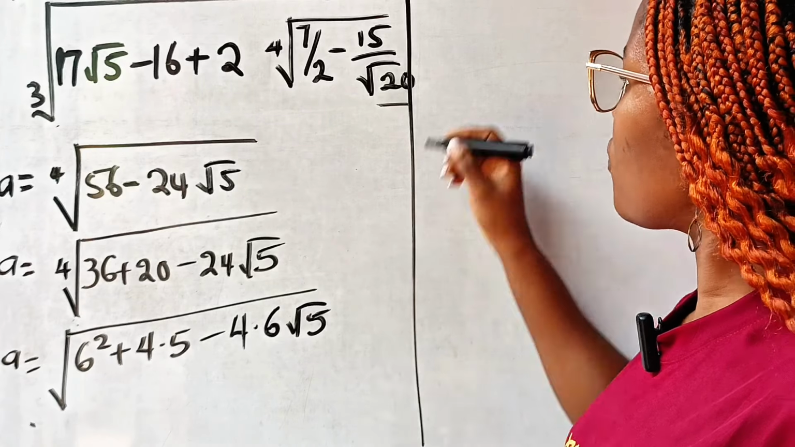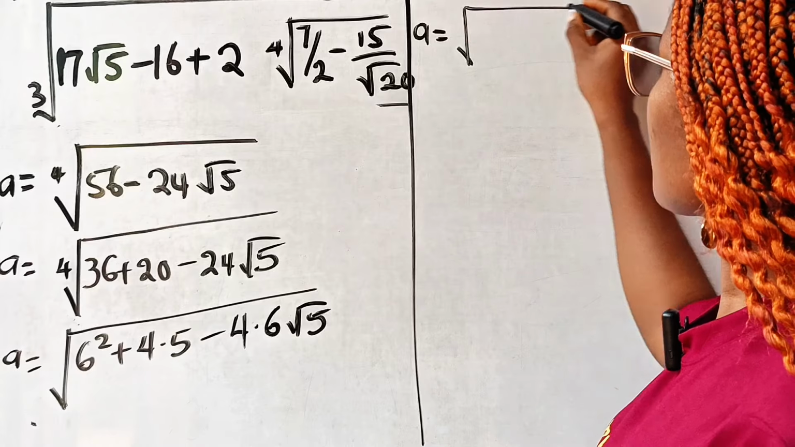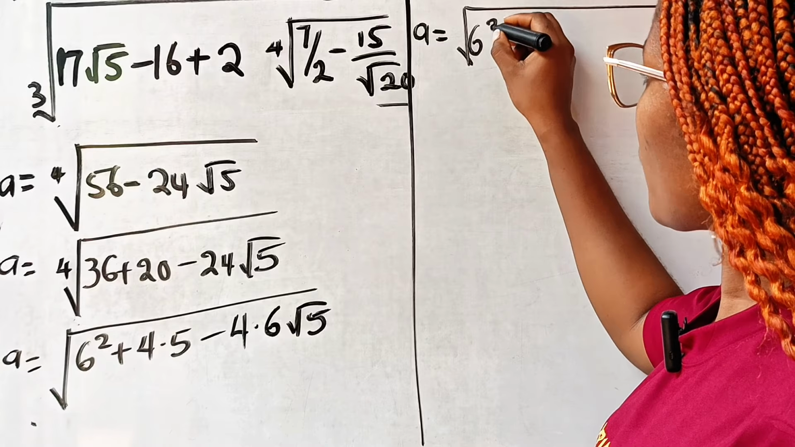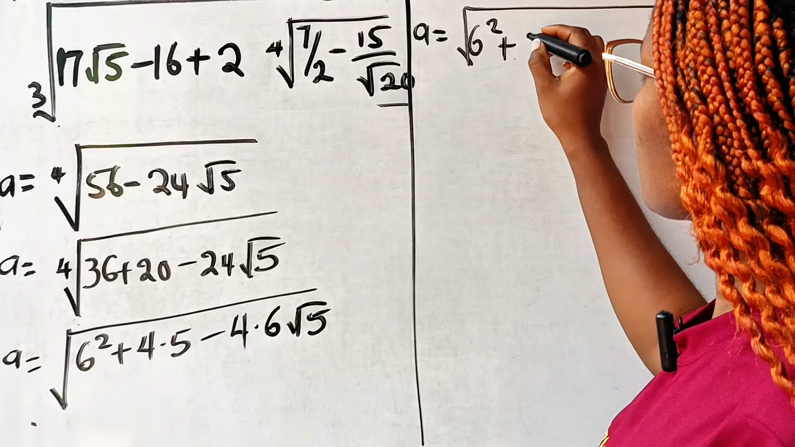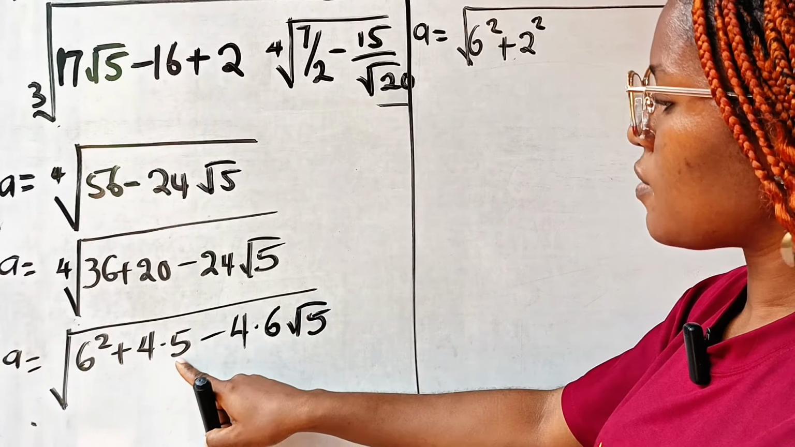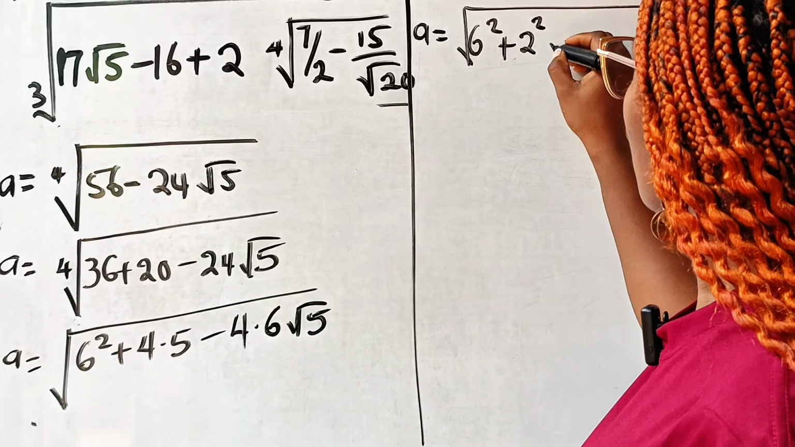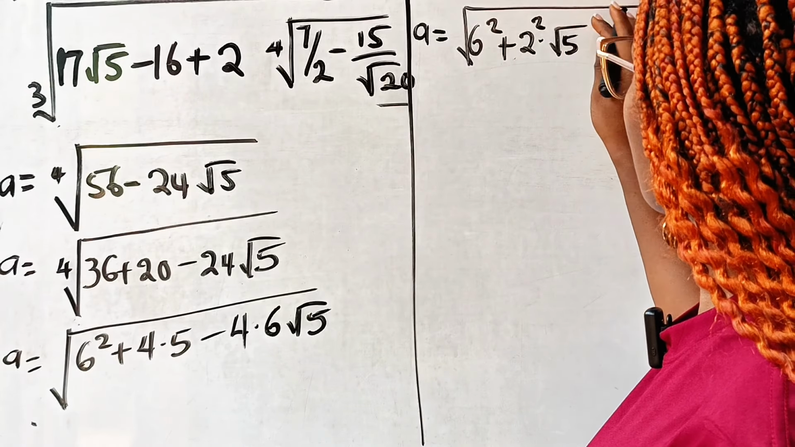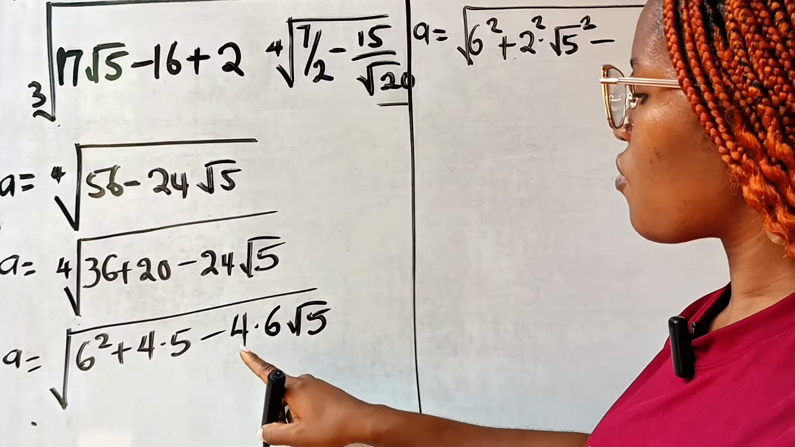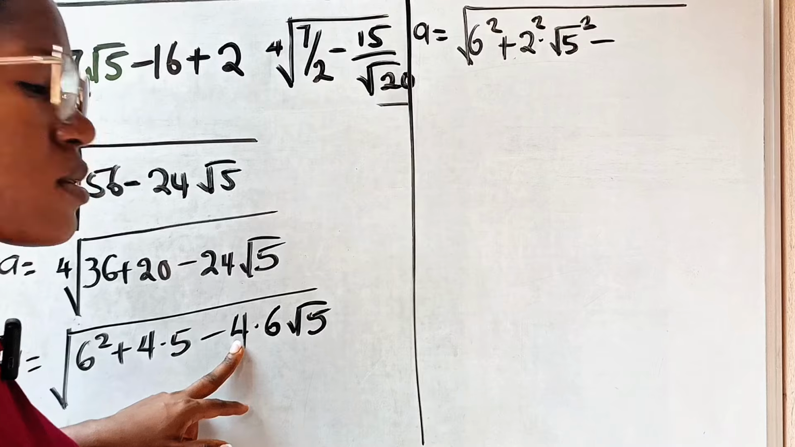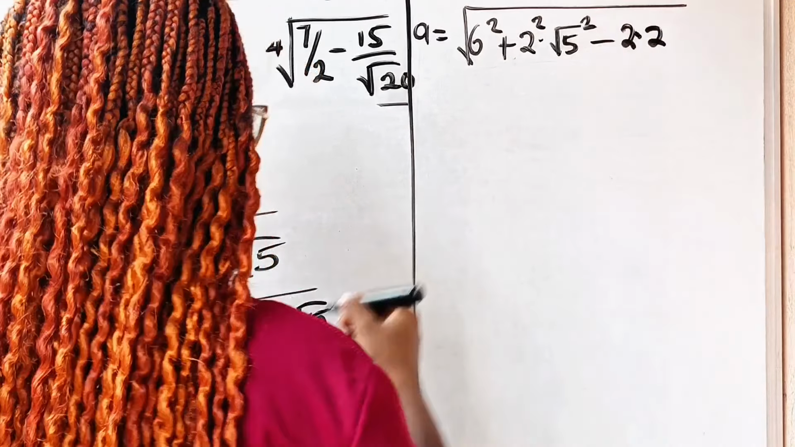Alright, so moving forward, we can write that a is equal to the square root of 6 squared plus, now 4 is 2 squared, right? 2 squared, and 5 can be written as square root of 5 squared. Okay? So multiplied by square root of 5 squared. Alright, minus, now 4 can be written as 2 multiplied by 2.